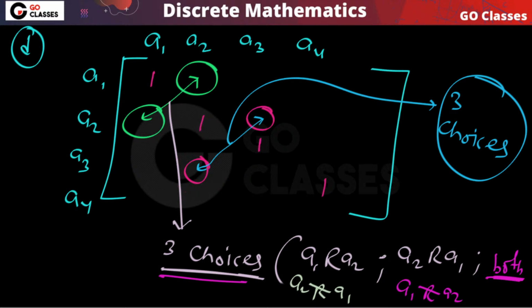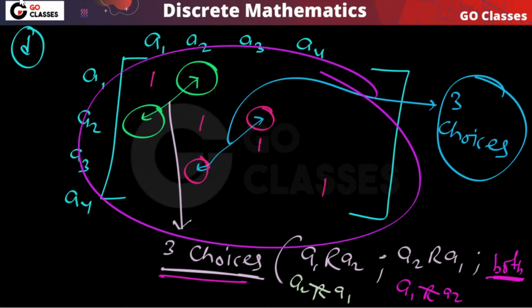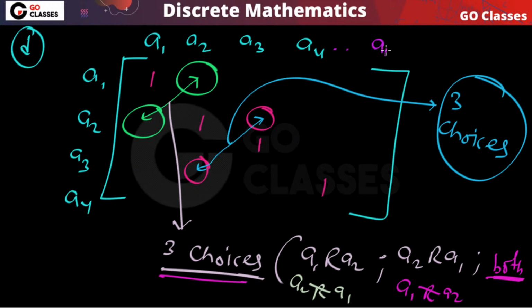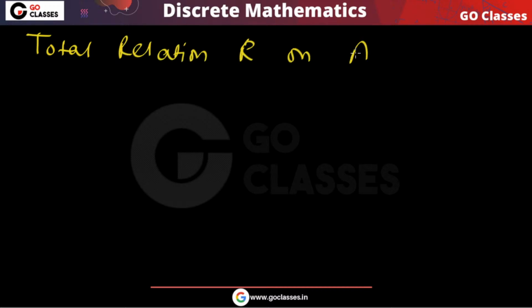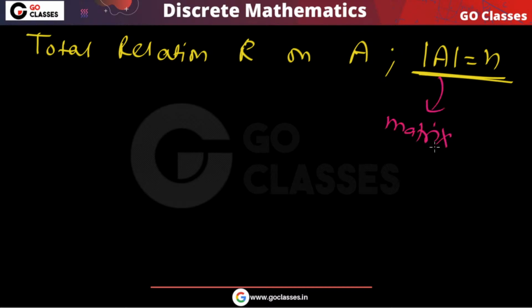So tell me, what will be the answer? Total how many entries you have? If you have n elements, let's assume you are defining a total relation R on set A. Let's assume set A has n elements. Then how many entries will be there in the matrix? In the matrix, there will be n square entries. There will be n square cells.